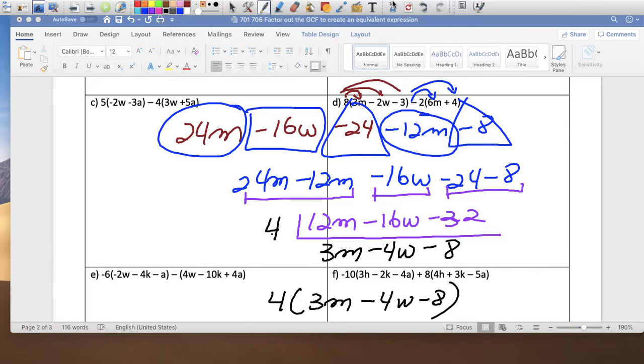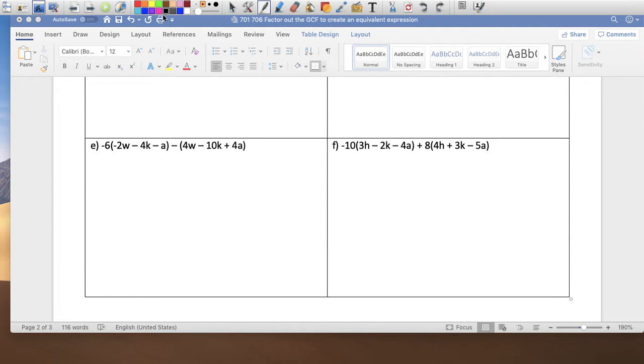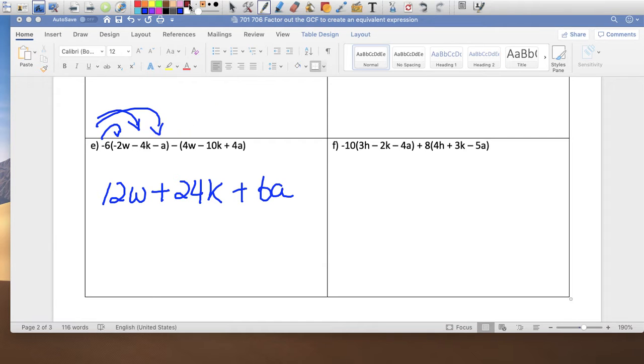Okay. Last one, last 2. Actually, it's not that bad. So it's a negative times a positive. 12W plus 24K plus 6A. And over here, you put a 1. So it's a negative 1 times 4 is negative 4W. Negative and a negative gives positive 10K. And negative and a positive gives me negative 4A.